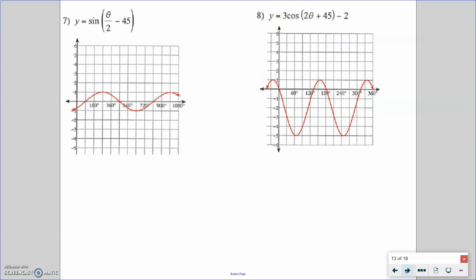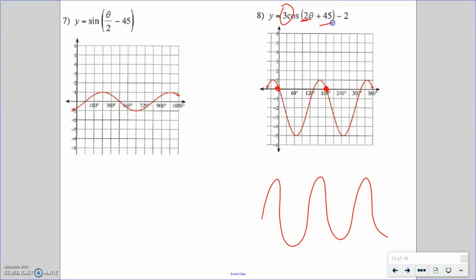So like, for example, here's what this one looks like a little bit, right? So the 3 has caused it to be a little bit more up and down, right? The 2 caused the period to no longer be 2 pi, but to instead be pi. So if I look at that, you can kind of see that period setting over, right? But notice how it's not at the top point because they went left 45 degrees and down 2, right? So that's where that shift comes from, okay? So just do one step at a time.